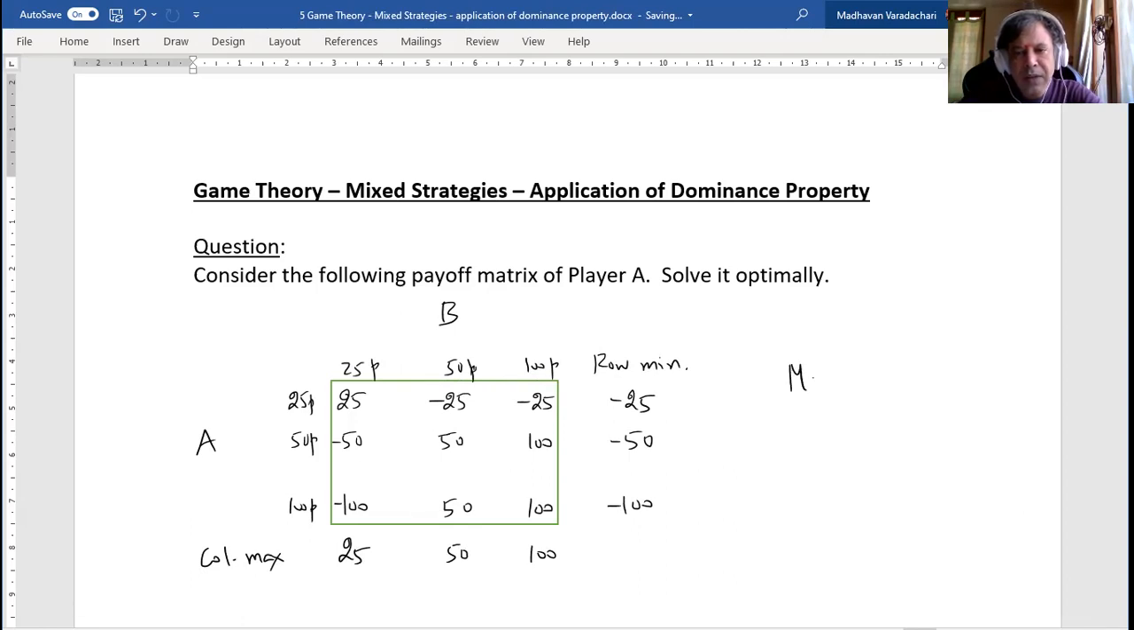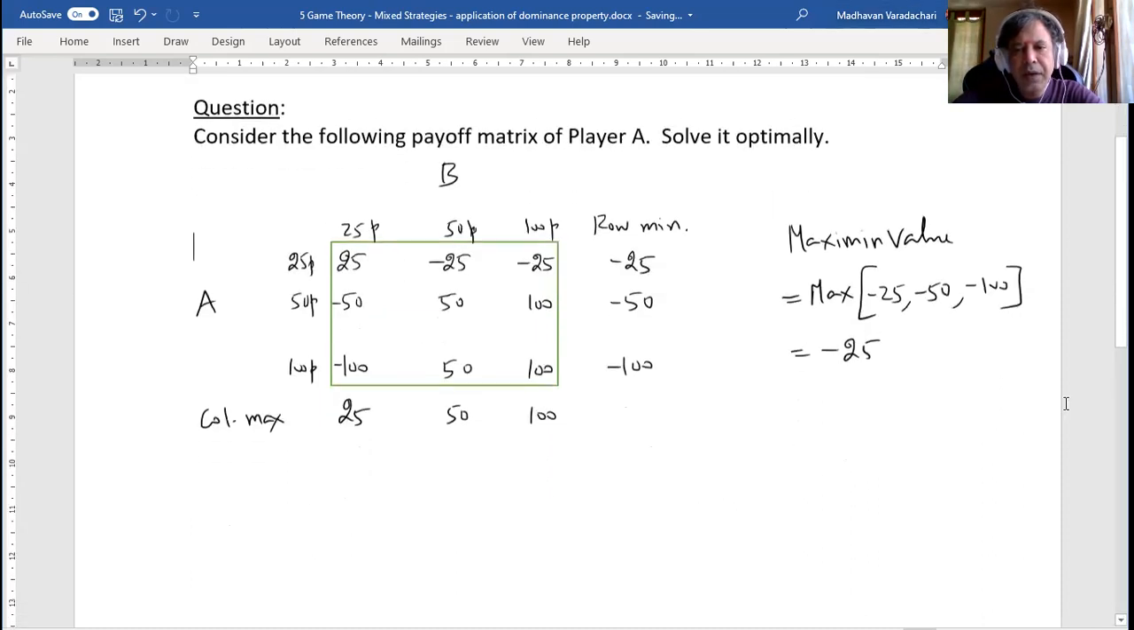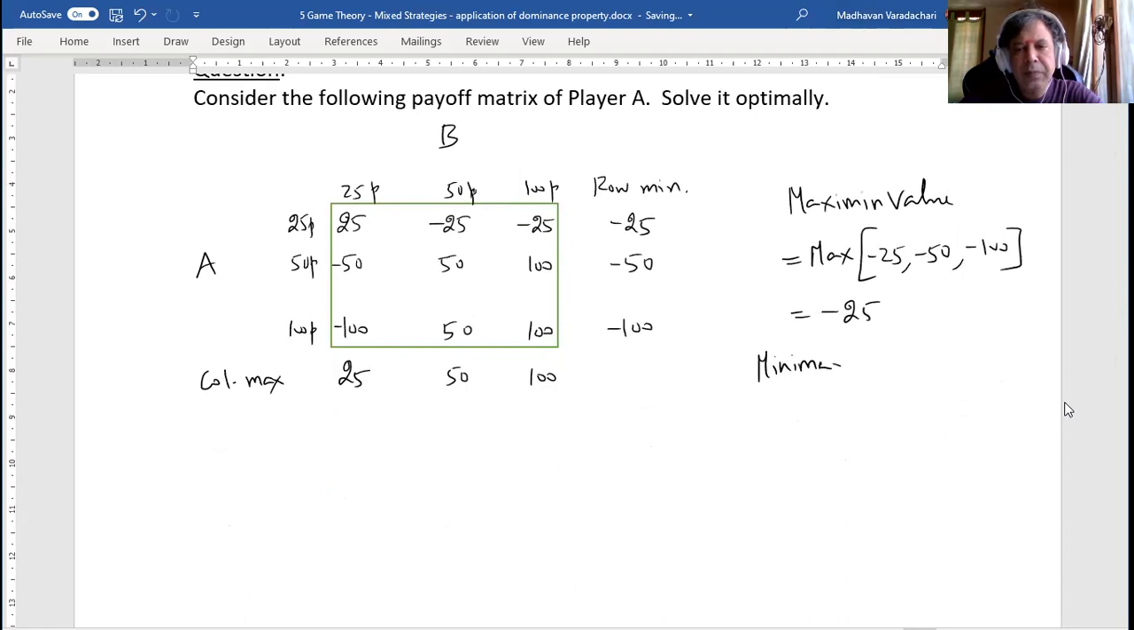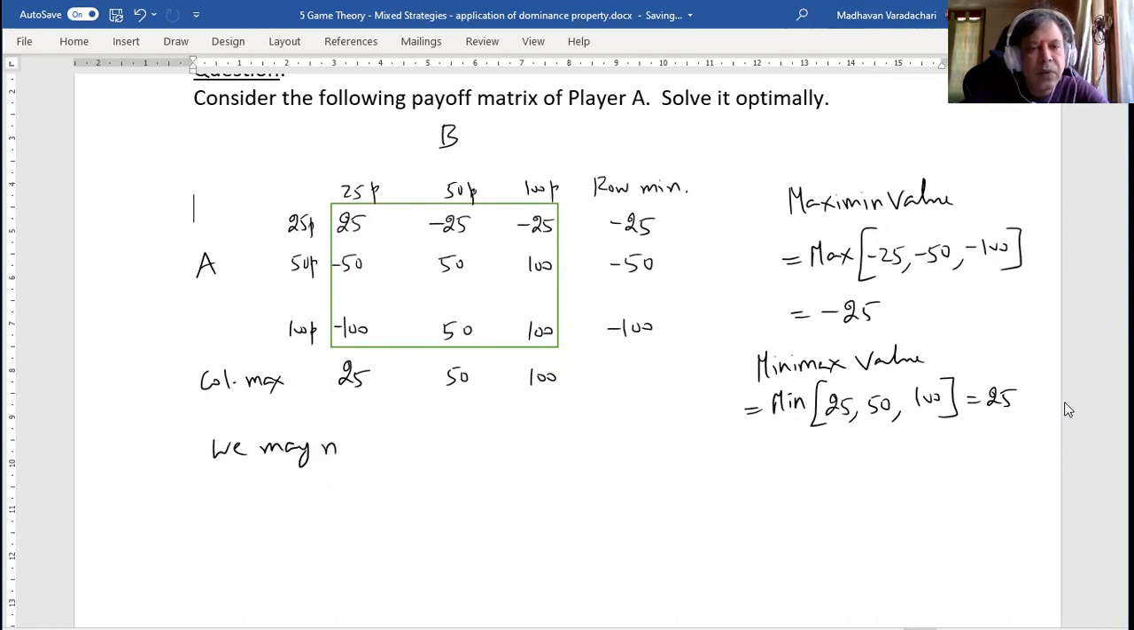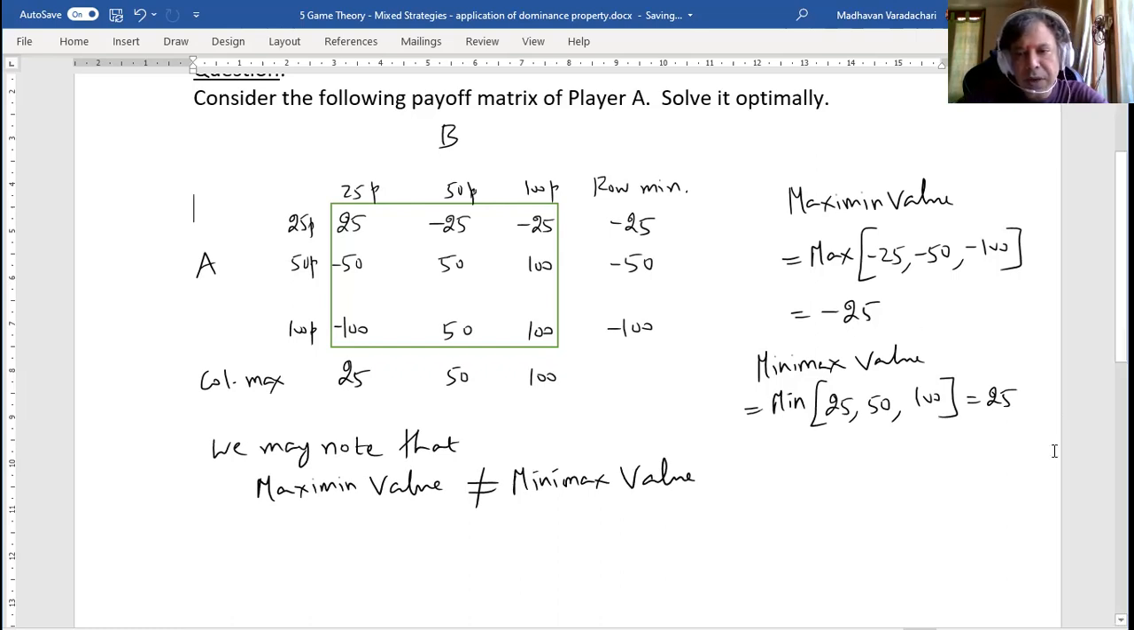So we can find the maximin value, which is the maximum of all row minimums: negative 25, negative 50, negative 100. The maximum of all these is minus 25. Then we will find the minimax value, which is the minimum of all column maximums: 25, 50, 100. The minimum is 25. We may note that the maximin value is not equal to the minimax value, because this is minus 25 and this is positive 25.